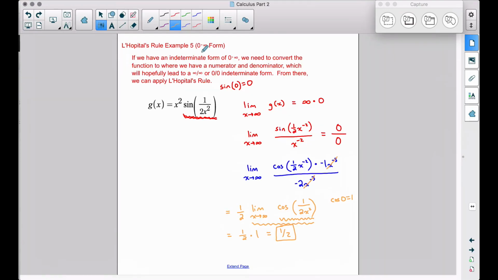And there you have it, a 0 times infinity form. The trick here is to somehow hopefully be able to rewrite this thing as a rational expression like we did right here. And hopefully that will lead either to a 0 over 0 form, or it could be an infinity over infinity indeterminate form. And then from there we can apply L'Hopital's rule because of that, which will possibly lead to some limit. And in this case it was 1/2.